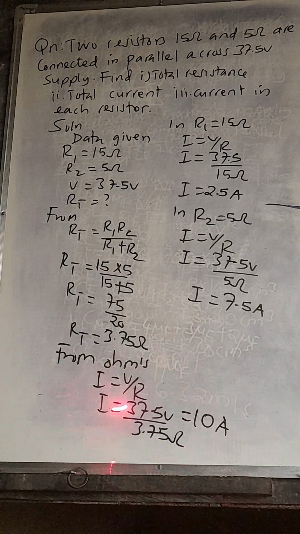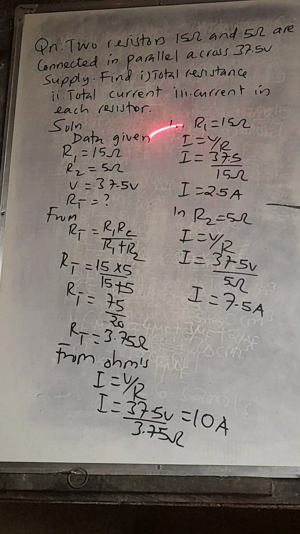So we know Ohm's law says that current is equal to voltage over resistance. So we take the total voltage, which is 37.5 volts, over 3.75 ohms. Finally, you get current equal to 10 amperes.